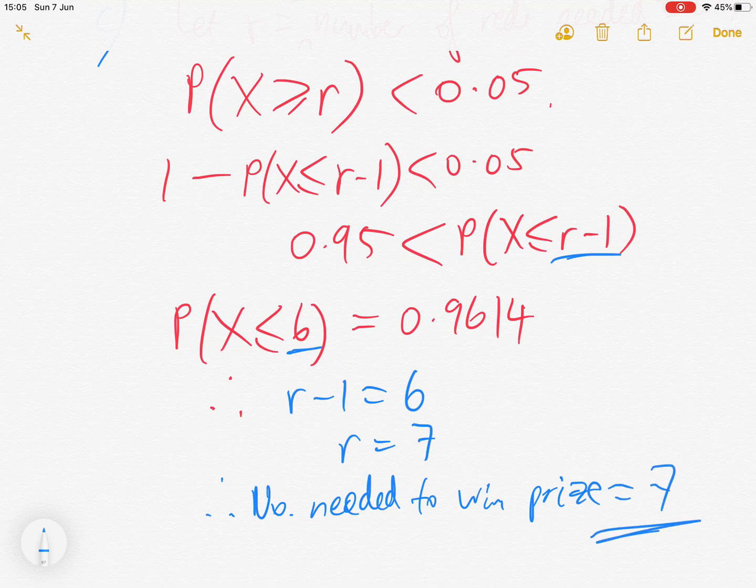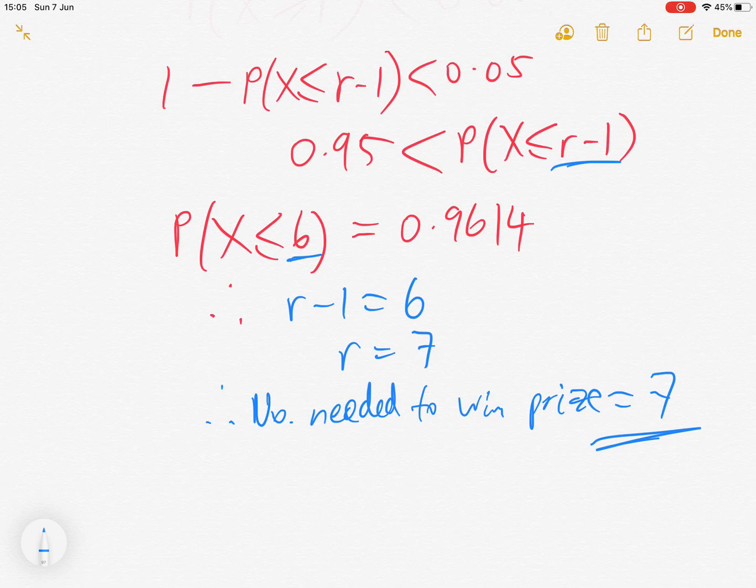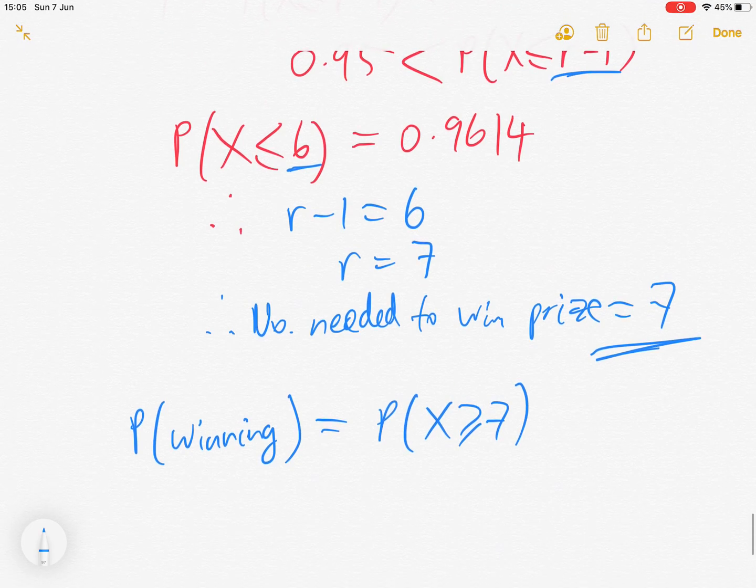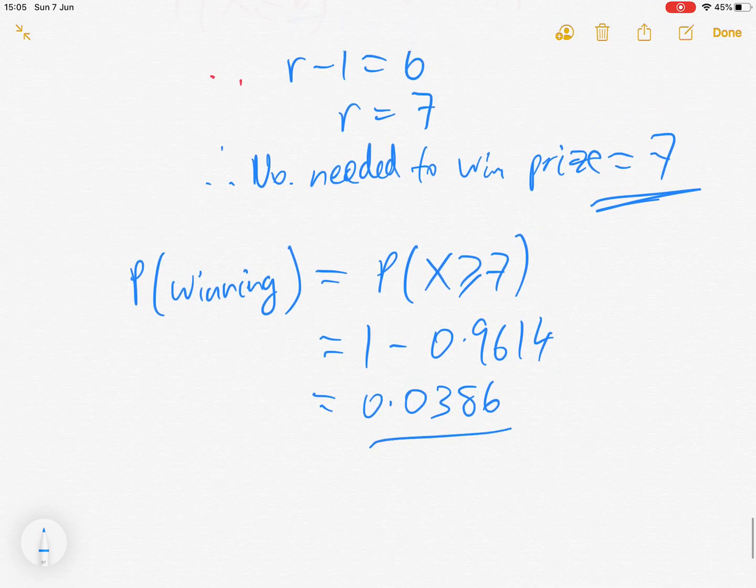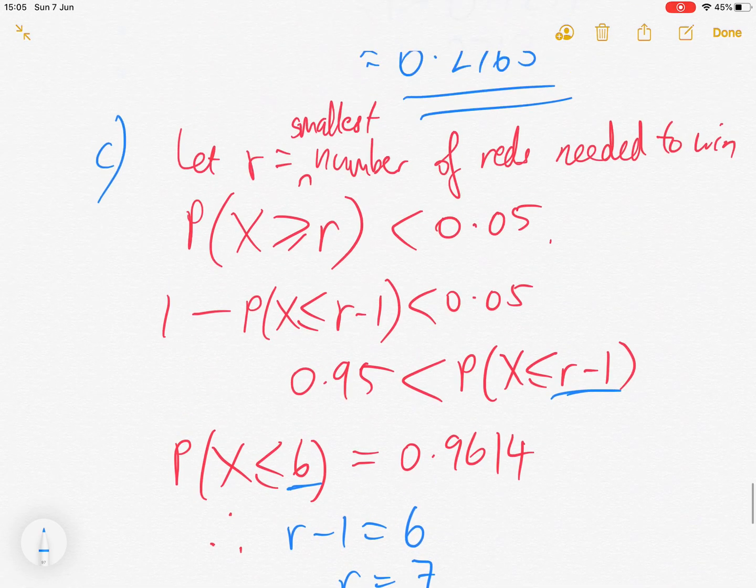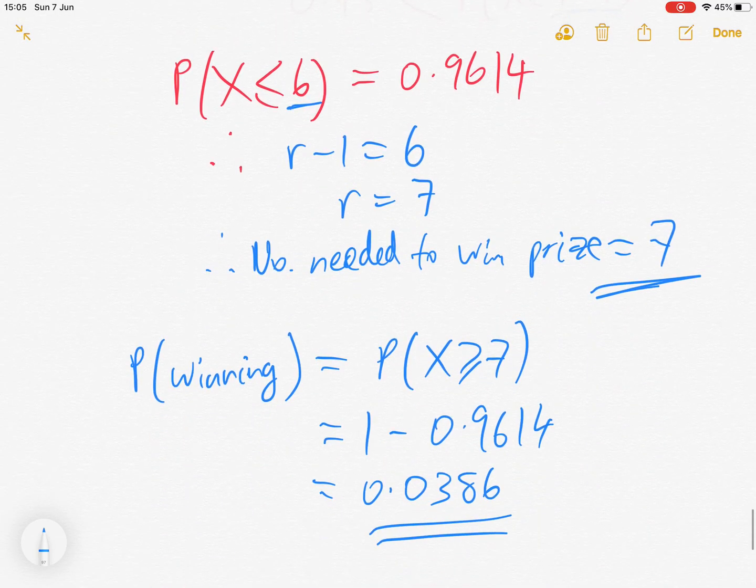And we could also ask what the probability of winning a prize then is. Well, the probability of winning a prize, which isn't asked for in the question, but we'll just do it anyway. Probability of winning is the probability we get at least 7, which is 1 minus 0.9614, which is 0.0386. So there's 3.86% chance of winning a prize, which is less than 5% as we require.